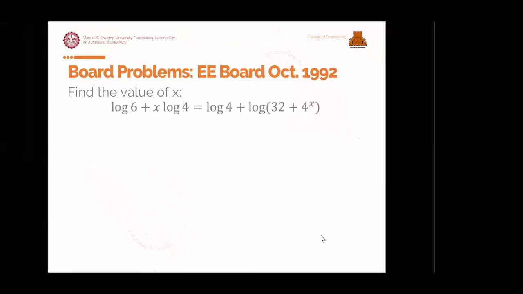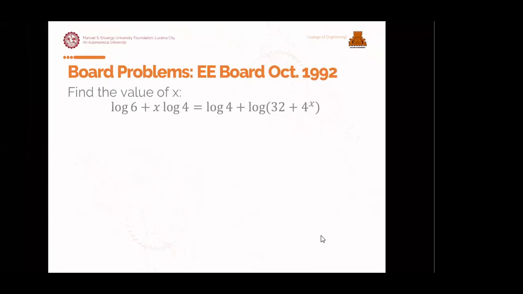Next, EE board 1992. So, log 6 plus x log 4 is equal to log 4 plus log of the quantity 32 plus 4 raised to x. Okay, so the last term on the right-hand side, 32 plus 4 raised to x, we cannot separate it because it is an addition. It is not a multiplication like the property we know.